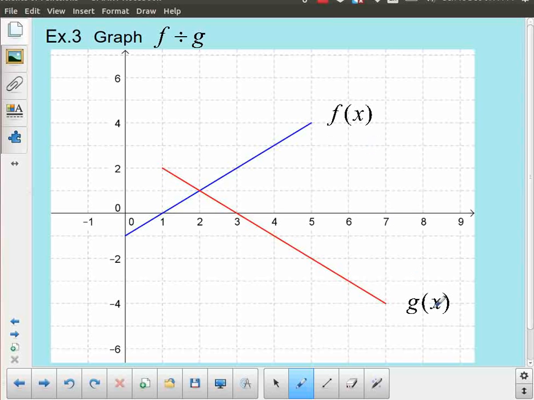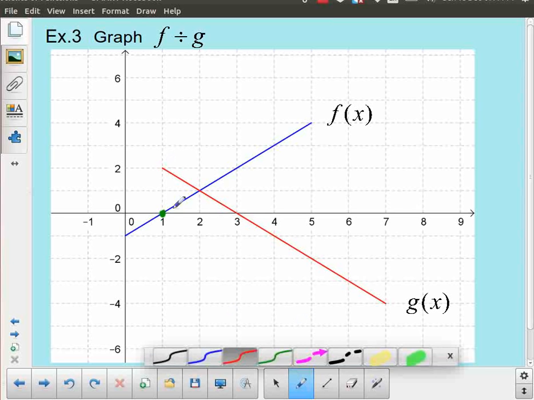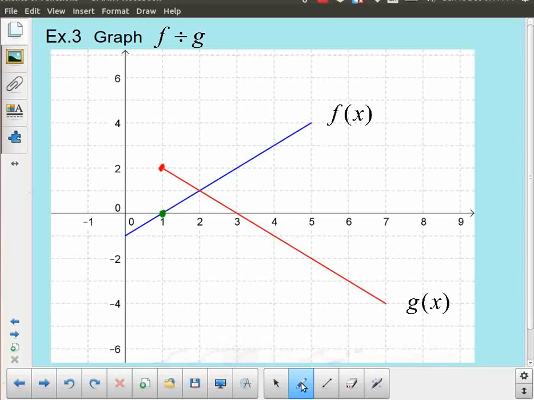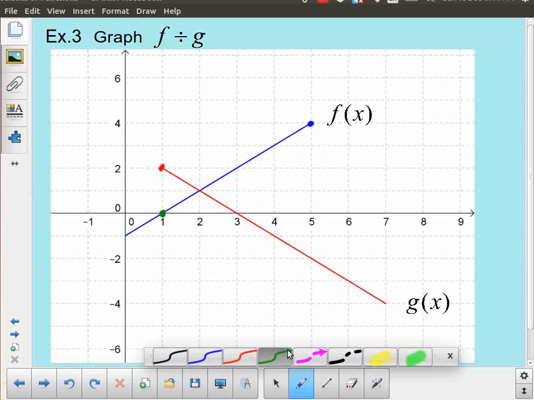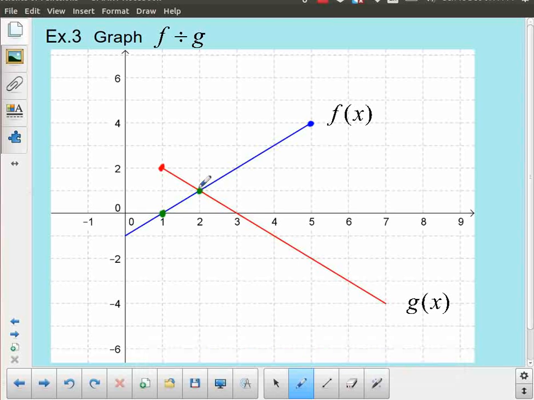I do f divided by g, which is 0 divided by 2, which gives me a point at 0. And I'm going to do a closed dot here. I'm going to assume that the red line includes 2, so I'm assuming this is included here, and I'm assuming this point is included there. Now, what about when x equals 2? I've got 1 and 1, so 1 divided by 1 is simply equal to 1. At x equals 3, I've got 2 divided by 0.